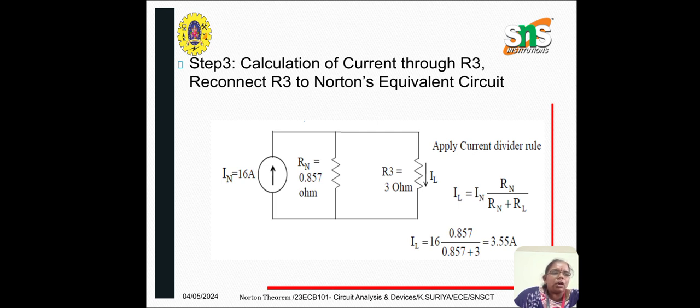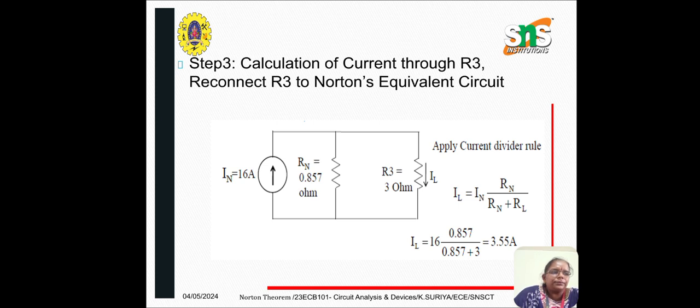In order to find out the Norton's current, you have to short circuit the point AB and then find out the current through that terminal. And in order to find out the resistance, you have to open circuit the terminal AB and replace the voltage and current sources by either short circuiting or open circuiting them, and then you will be calculating the equivalent resistance.